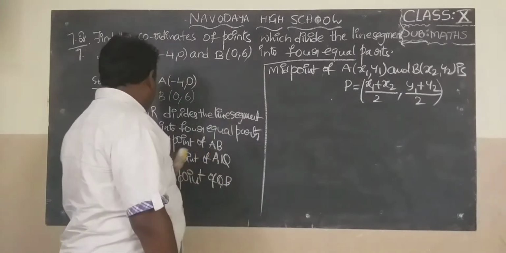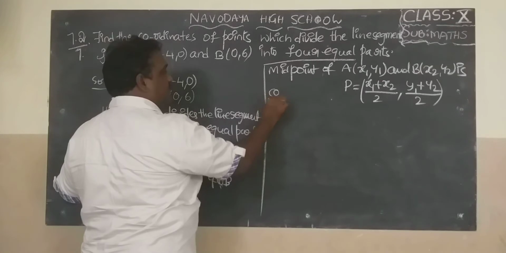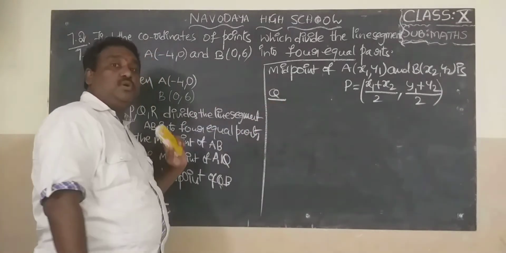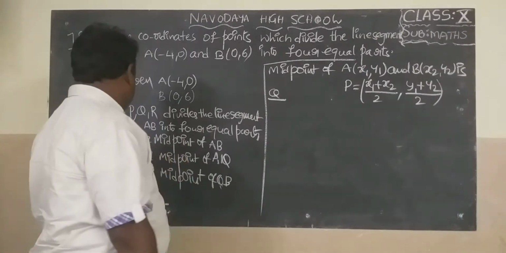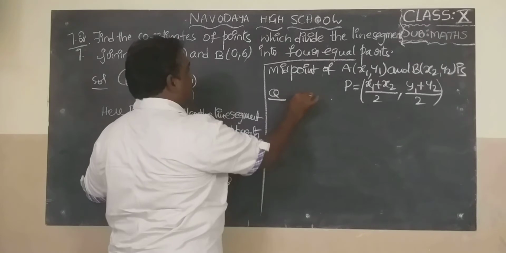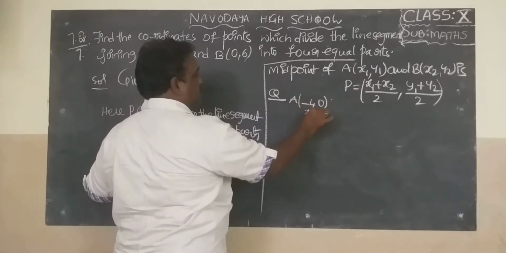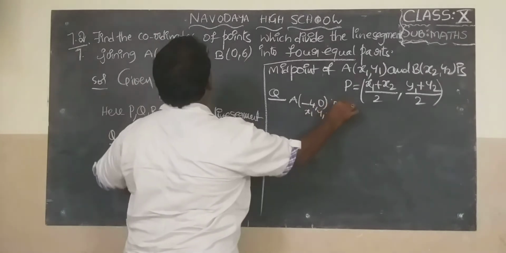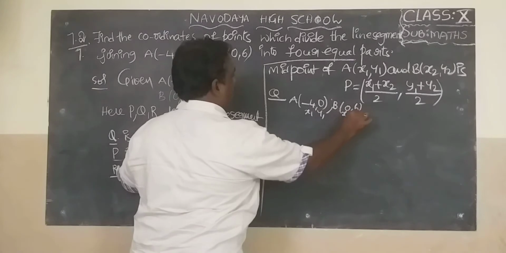Then first to find out Q. What is Q? Q is the midpoint of AB. Then what is A? Minus 4 comma 0. Let it be x1 y1. What is B? 0 comma 6, x2 y2.